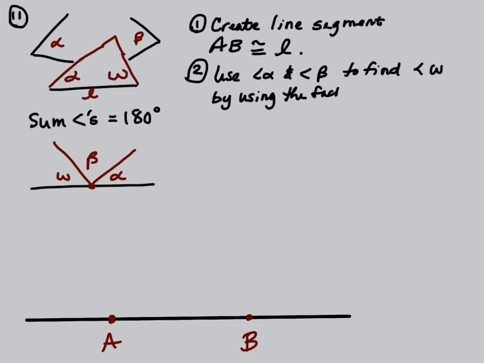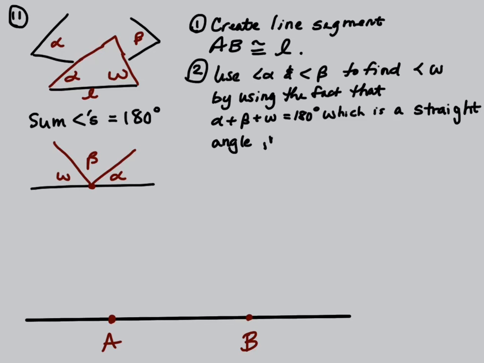the fact that alpha plus beta plus omega equals 180, which is a straight angle measuring 180 degrees. Okay.